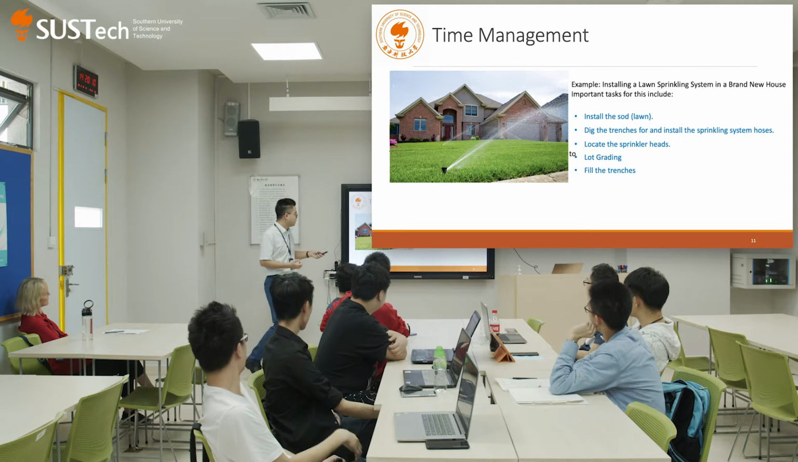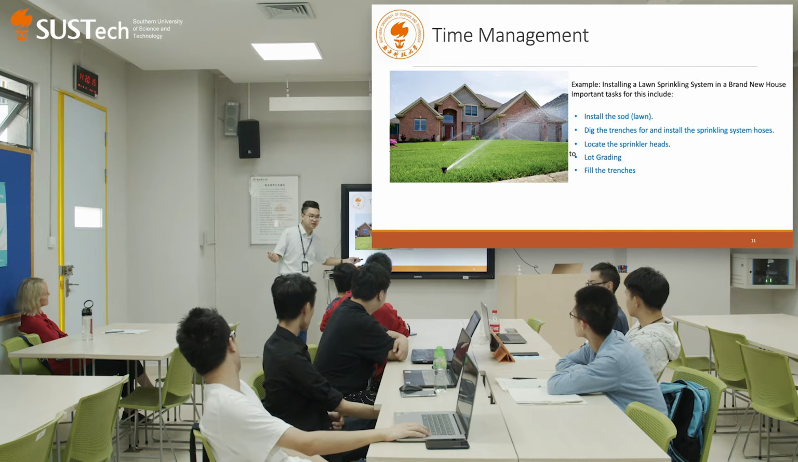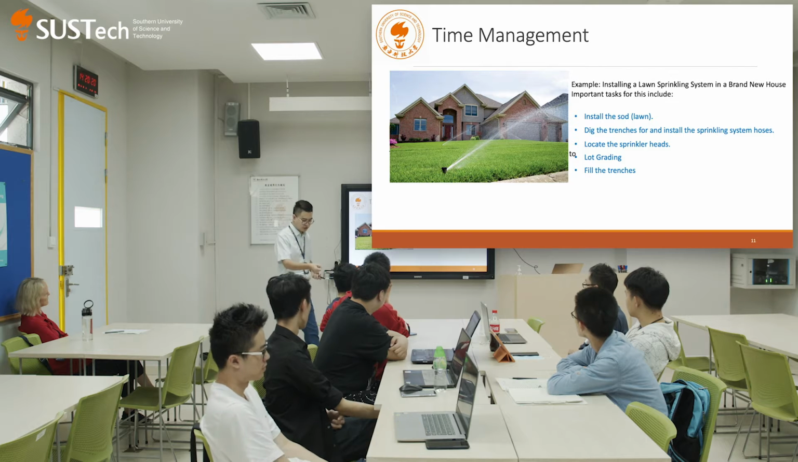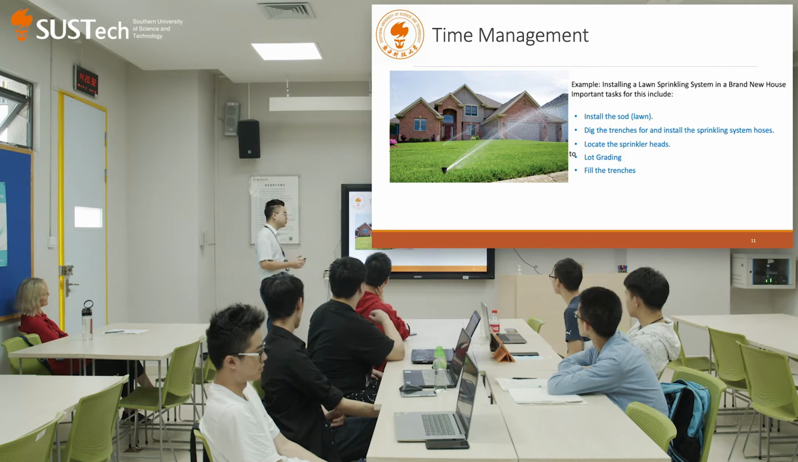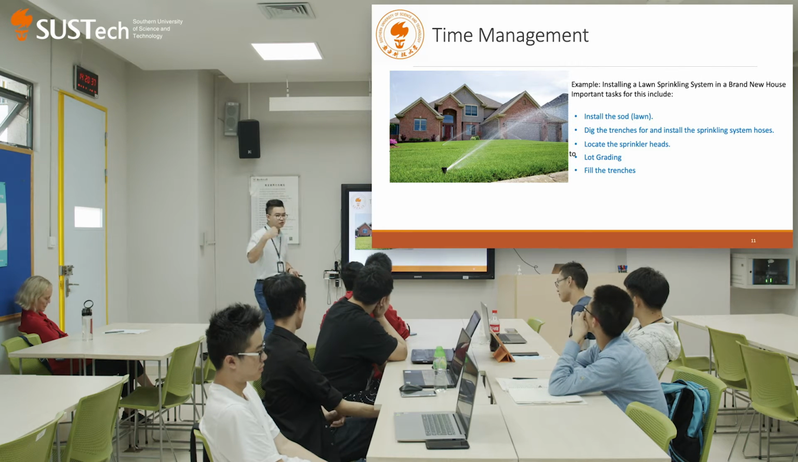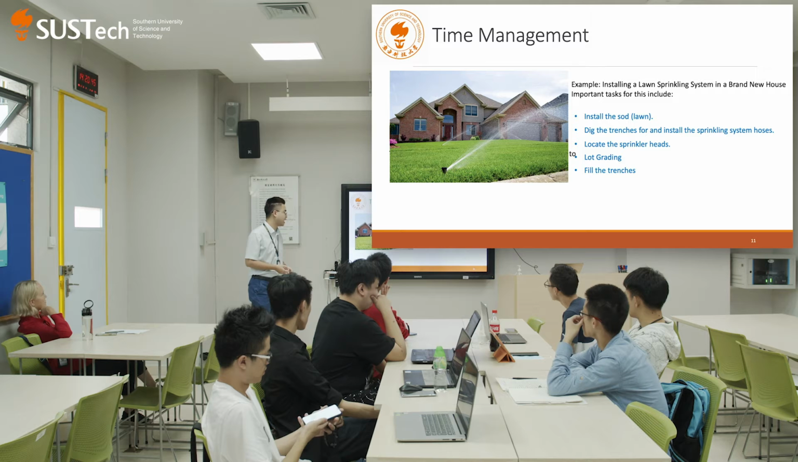So first we need to install the sod, right? So install the sod, there will be the activity. And then we're going to dig the trenches. And then in order to install the sprinkling system, the hoses. Before we do that, maybe we need to locate where I'm going to install my sprinkling heads. I need to have some plan, and somebody needs to tell me where to locate those sprinkling heads.